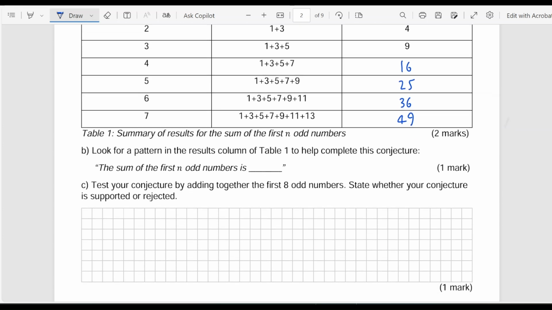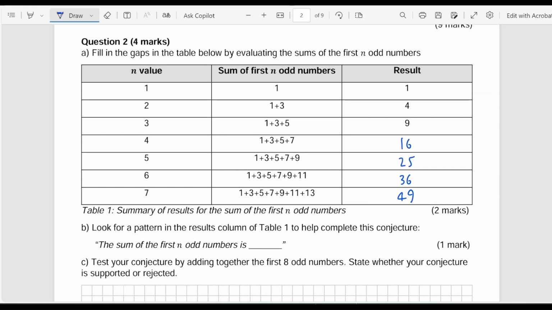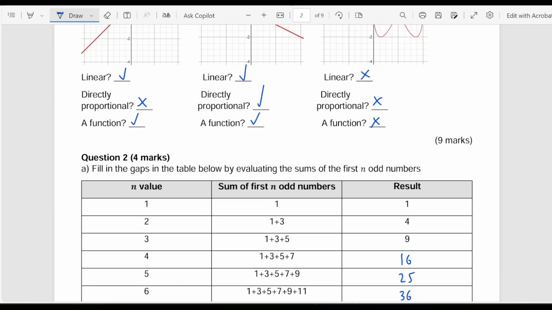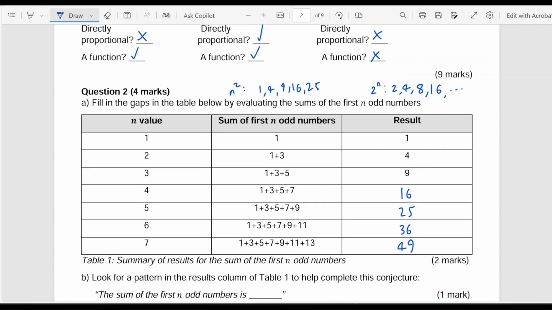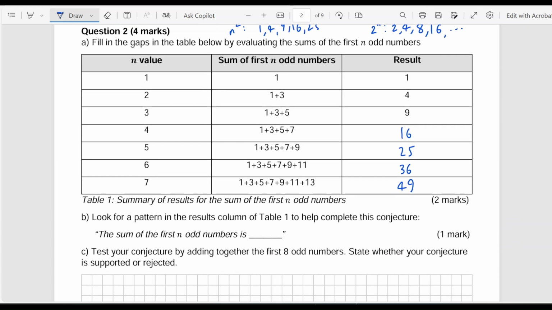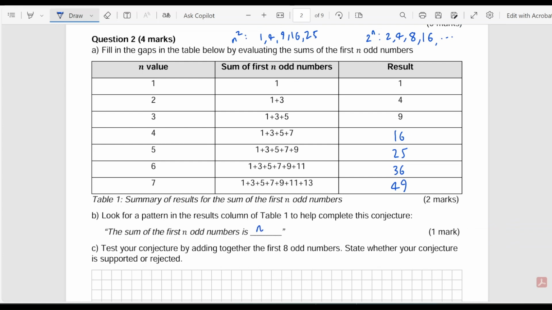Now, to spot conjectures, I'm going to recommend that you have some common sequences of numbers on your cheat sheet. So maybe you'd have all the square numbers like 1, 4, 9, 16, 25, for example. Maybe you'd also have your powers of 2. 2 to the n would be 2, 4, 8, 16, and etc. So put some of those common sequences of numbers to spot it. These ones are the square numbers. So the sum of the first n odd numbers is n squared. So for example, 7 squared gives you 49.